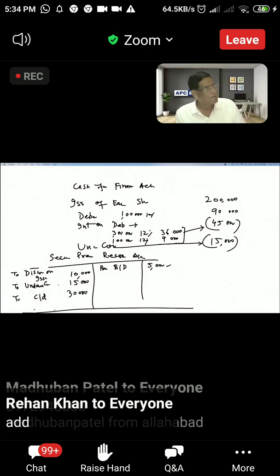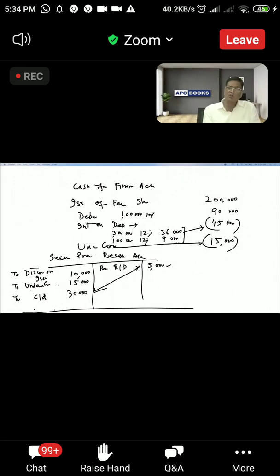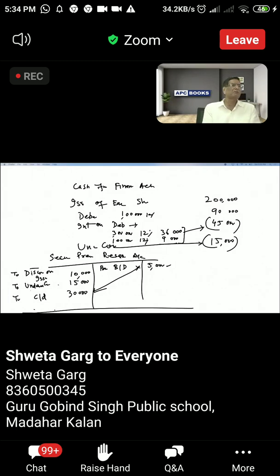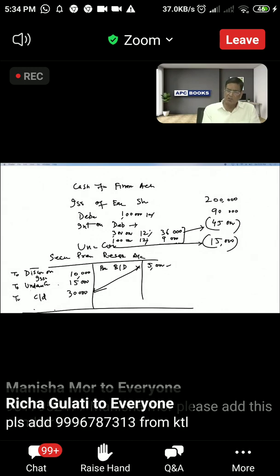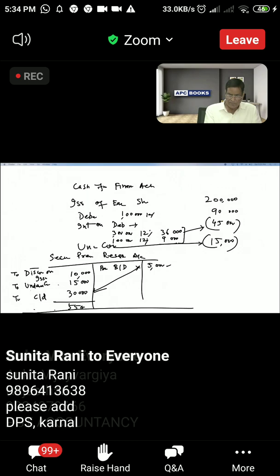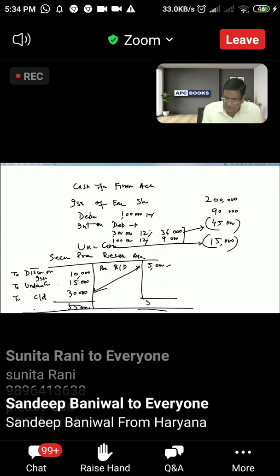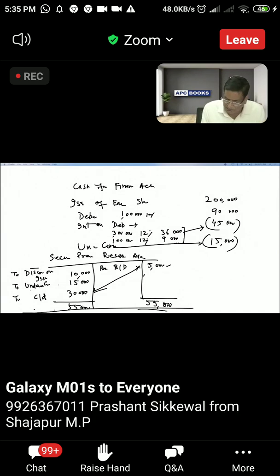Remember, opening balance was 5,000 and closing balance is 30,000. After writing off discount on issue and after writing off underwriting commission, even then the balance of security premium reserve is 30,000. That means shares were issued at premium. How much premium? Total of this side 55. That means shares were issued at a premium of 50,000.